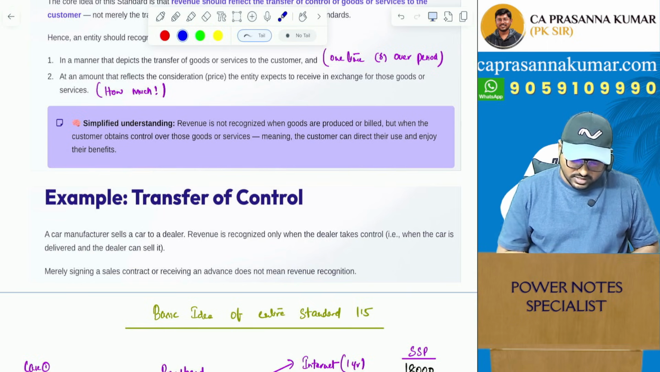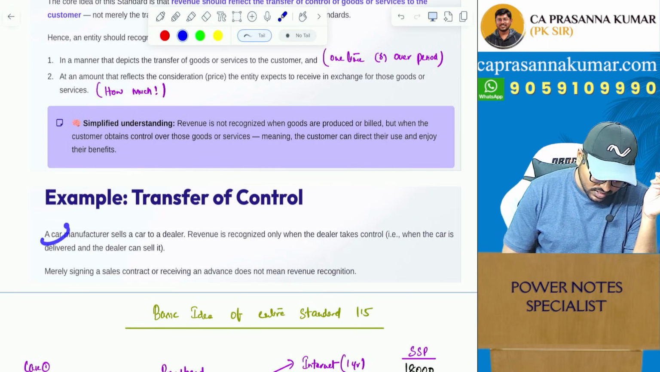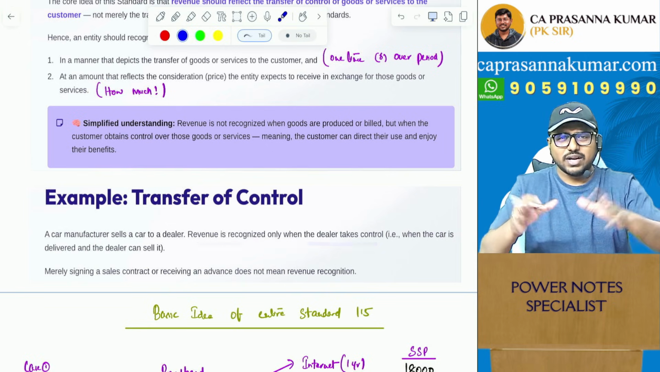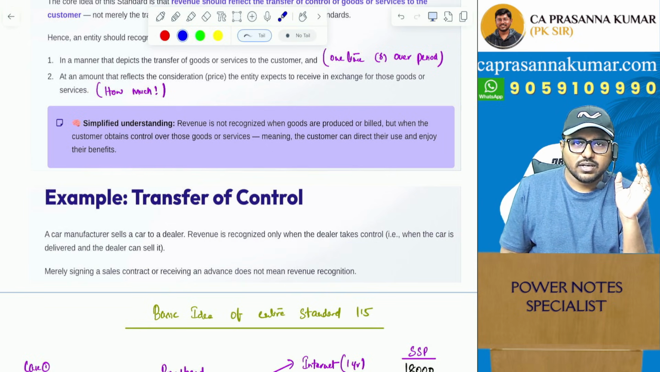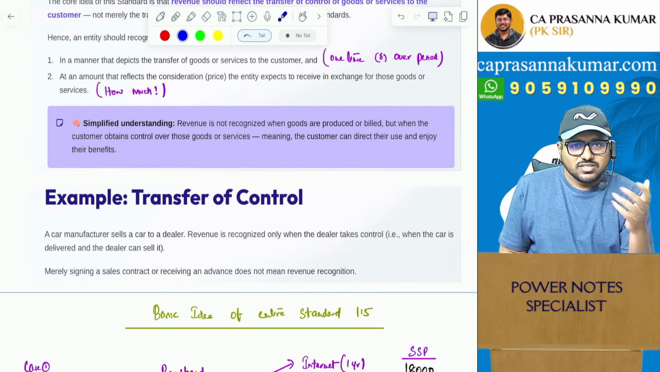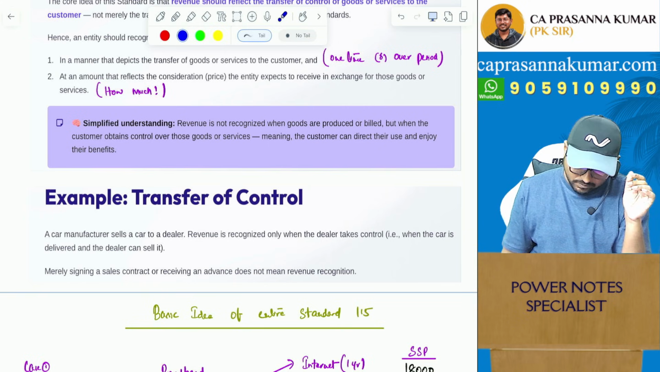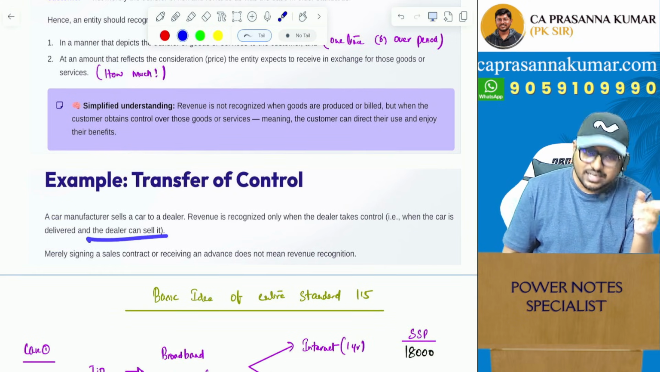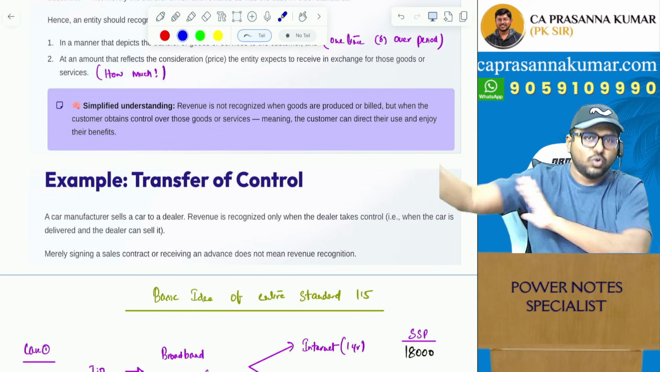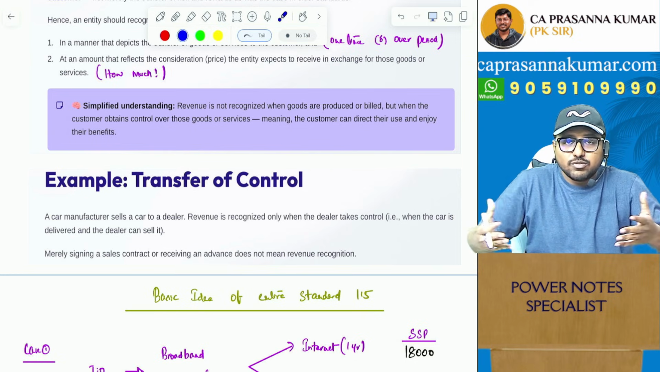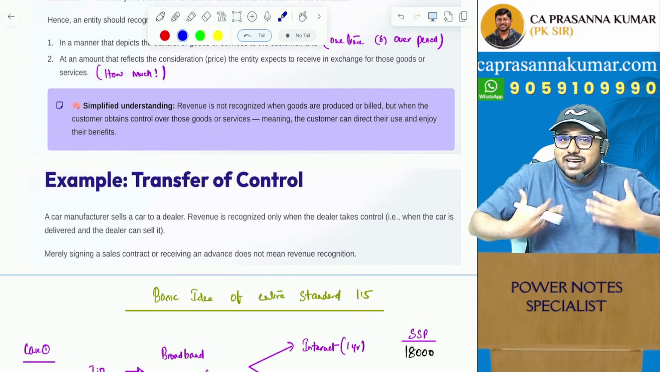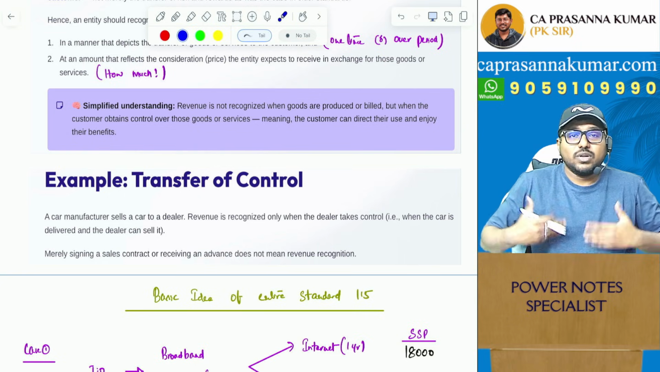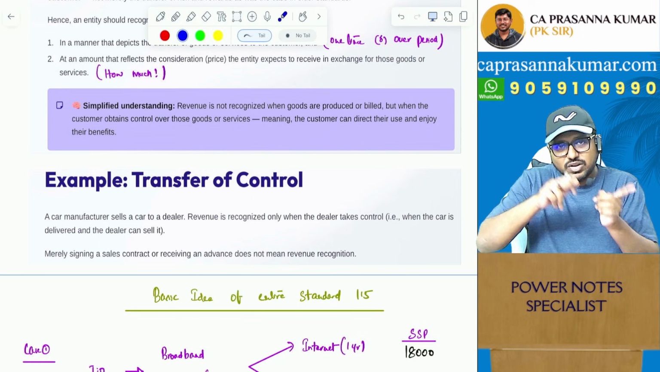All right, look at the example, you'll get better clarity. Suppose a car manufacturer sells a car to the dealer. Okay, they have signed the contract and all that. The moment they have signed the contract, can I say the transfer of control did happen? No. When the car is actually delivered and the dealer can sell it, it's not like he has sold it, but he's in a position to sell it, which means the dealer is the customer over here. Can the customer use the good? Yes. Only if he gets the good, then only he'll be in a position to use the good. In that case, transfer of control did happen.